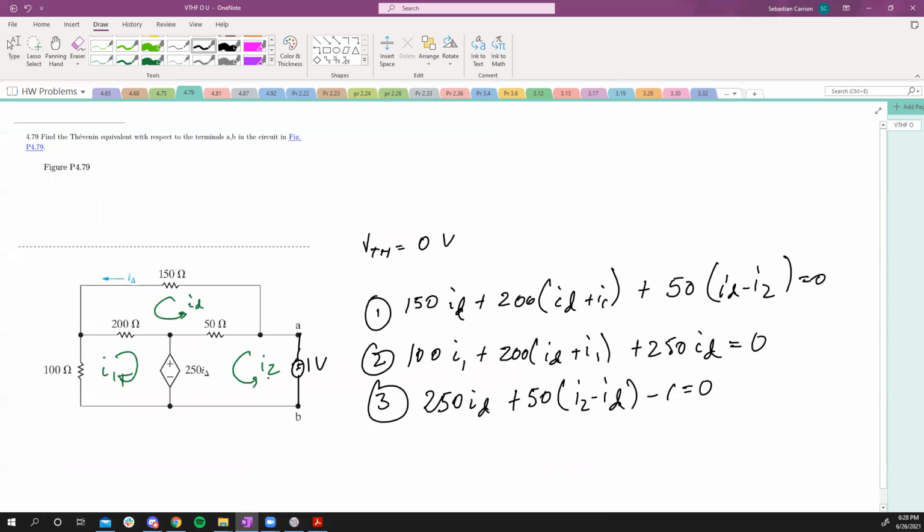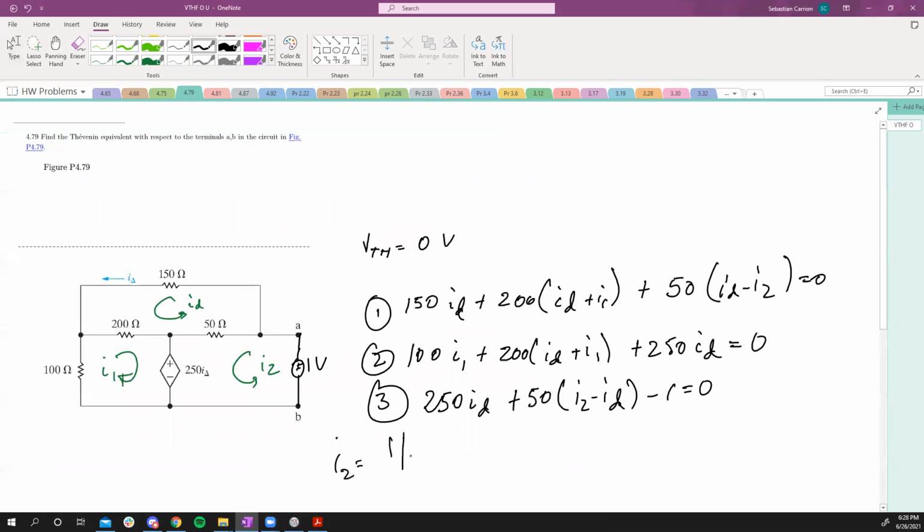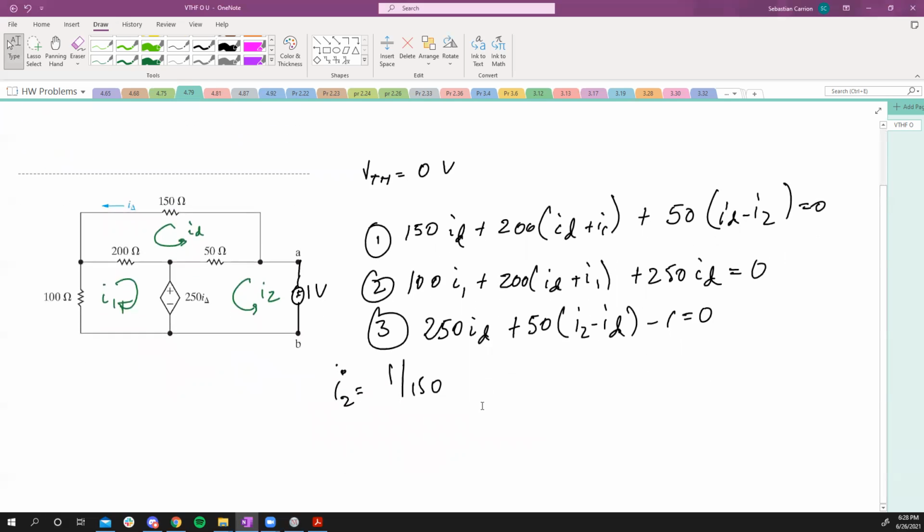We essentially want to find what I2 is, which is the current coming out of the source we plug in. We know that I2 is 1 over 150. So we're able to find our Thevenin, right? We know our R Thevenin is V over I, and we know V is equal to 1, and our I is 1 over 150. So our R Thevenin would be 150 ohms.